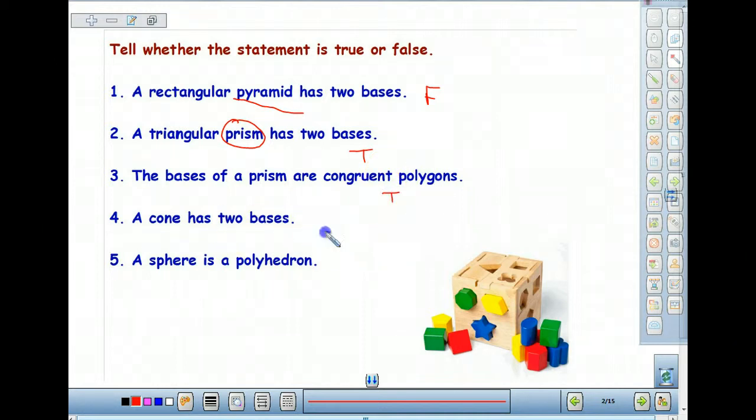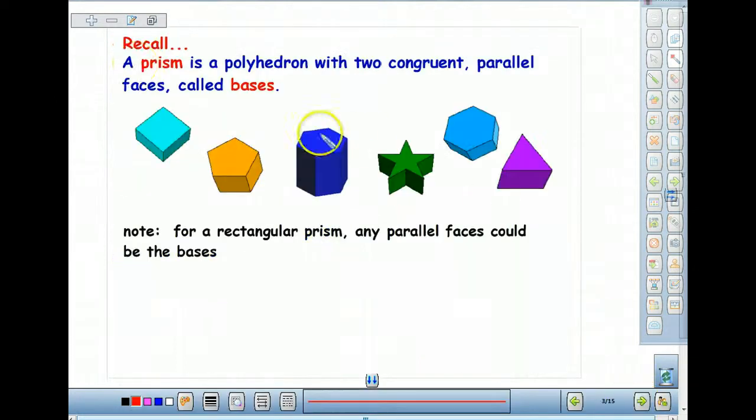Does a cone have 2 bases? Well, remember that a cone looks like this. And that's going to be false because it's only got 1 base. And is a sphere a polyhedron? That's going to be a no because remember that it's not surrounded by polygons.